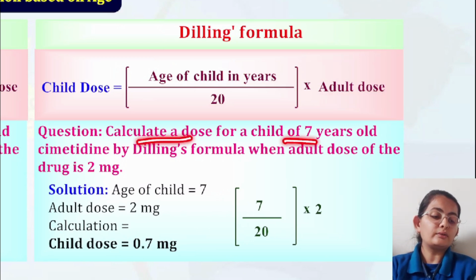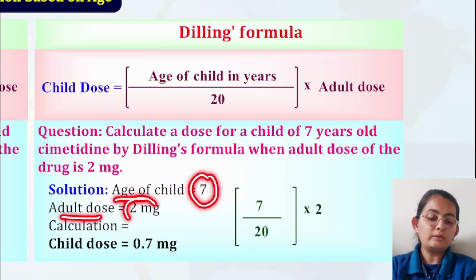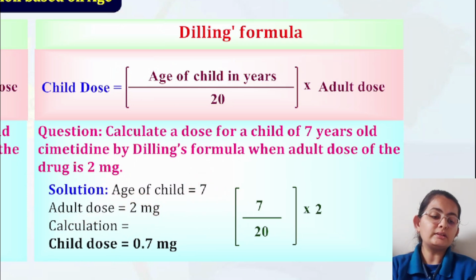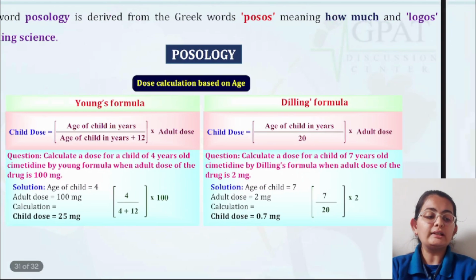Calculate the dose for a 7-year-old child of cimetidine by Dilling's formula when the adult dose is 2 mg. So 2 mg is the adult dose, and you have been told to calculate the dose for the 7-year-old child. So age of child will be 7, adult dose will be 2 mg, then child dose will be simple: 7 by 20 into 2. You will get the result in decimal form, 0.7 mg. So this was based on age. First we talked about Young's formula, next we talked about Dilling's formula.